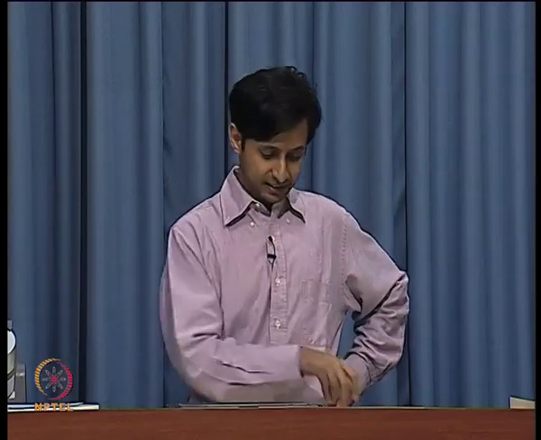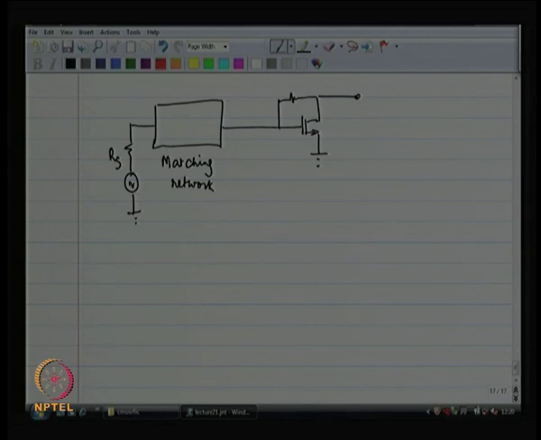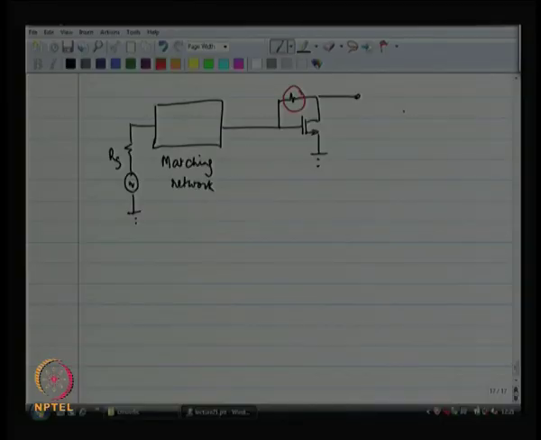You can do your matching. The problem with this kind of a design is that you are using a resistor over here, and a resistor contributes noise, all right. And in general a resistor is something which is avoidable if you are talking about a low noise amplifier. So, you would rather not put a resistor over there. So, this is a possible design.